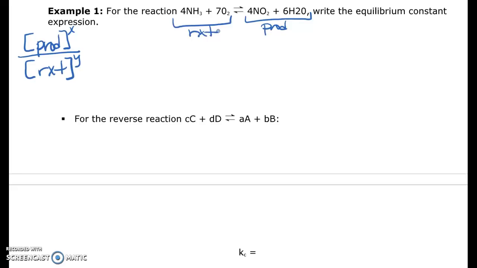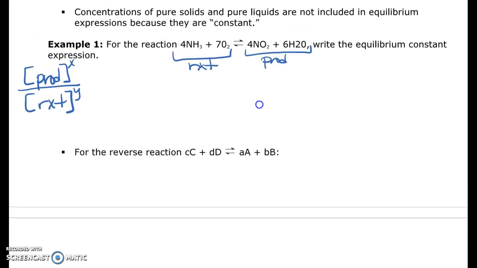Something that's important to note is this statement right here. If things are pure solids or pure liquids, they're never used in equilibrium expressions or in reaction quotient expressions because they are constants. Things that are aqueous solutions or gases are the only things that can be adjusted or shifted in an equilibrium system, so they're the only types of things that are important to those expressions.